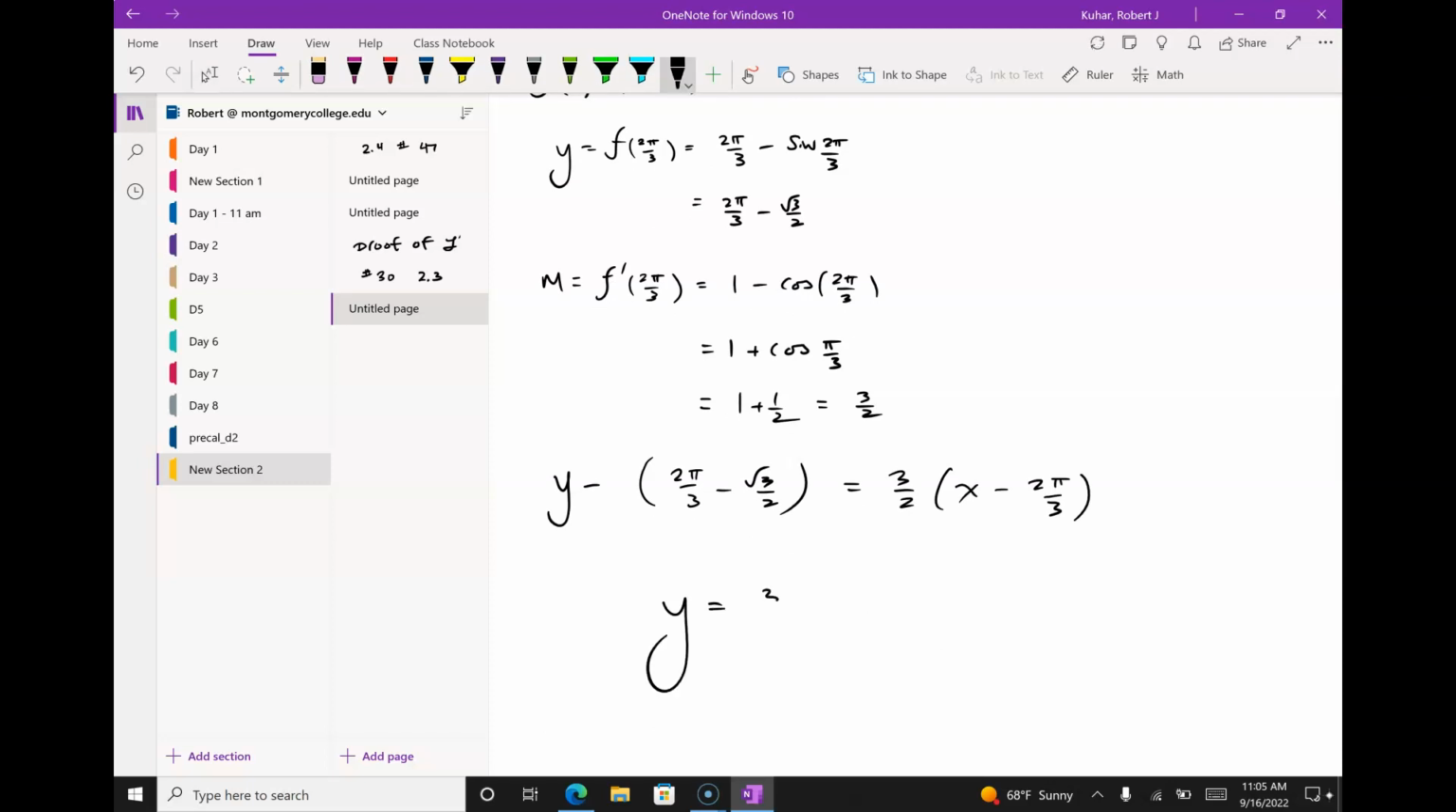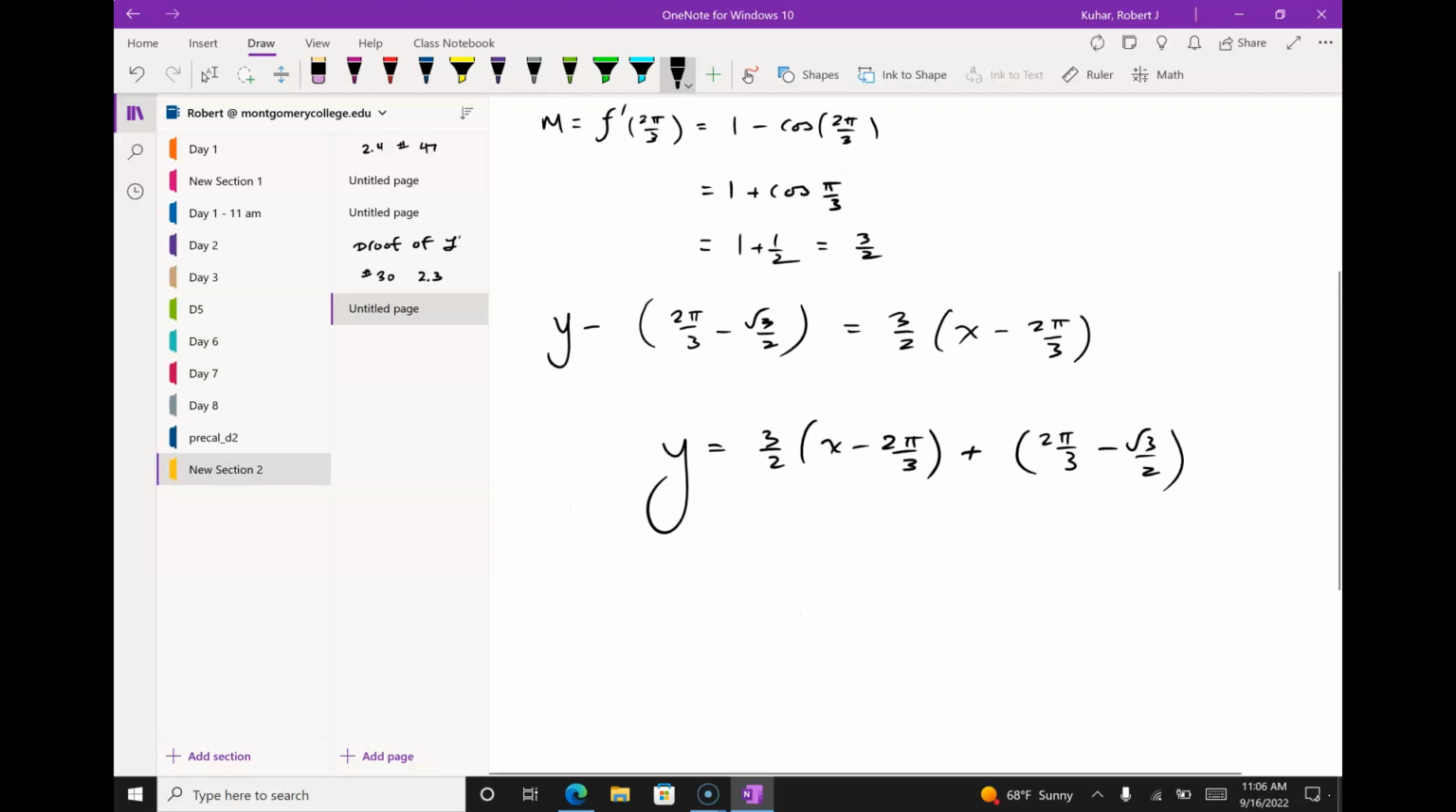So y equals 3/2 times x minus 2 pi over 3 plus this other junk, 2 pi over 3 minus rad 3 over 2. And then I'm just going to try and clean that up as much as I can. In this case, it's pretty ugly. Nothing I can do about it. So I get 3/2 x minus pi plus 2 pi over 3 minus rad 3 over 2. We agree with that when I distribute that 3/2, the 3 and the 2 cancel. And then it looks like I'm just going to get a 6 on my denominator here.